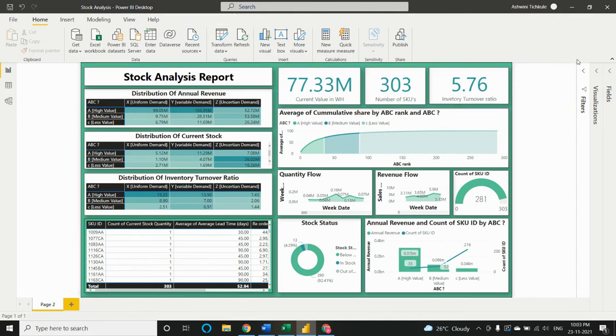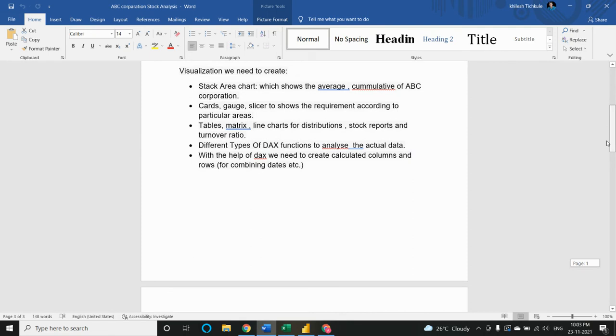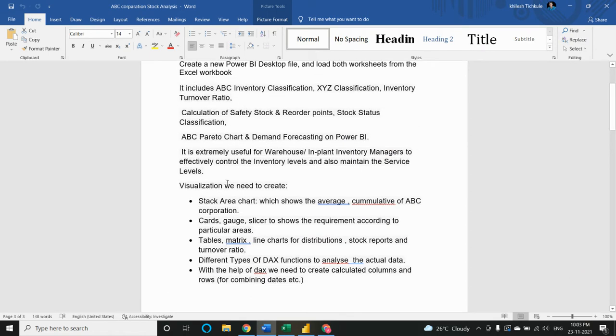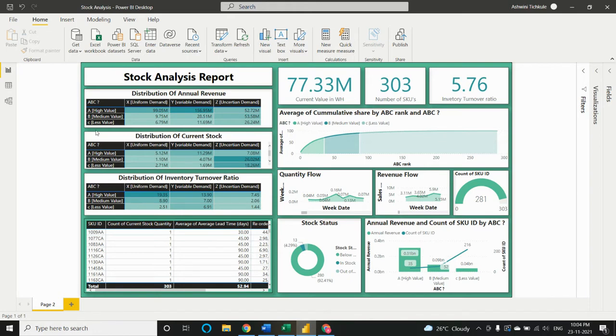Next, what I have to analyze, as per my problem statement, is the data by using the stacked area chart, which shows the average cumulative share of ABC Corporation's car gas slices. I need to use tables, matrix, and line charts. Okay, so see here, what we analyze is the distribution of annual revenue.